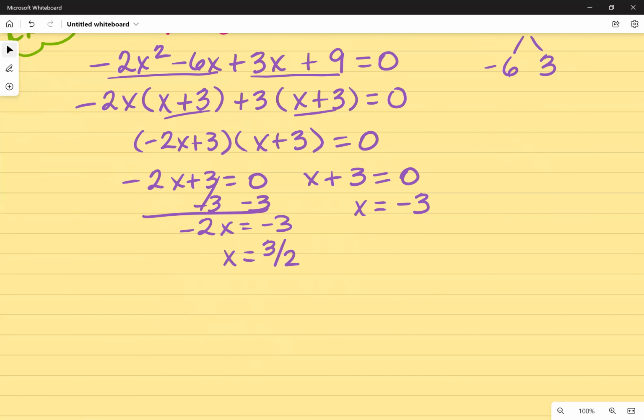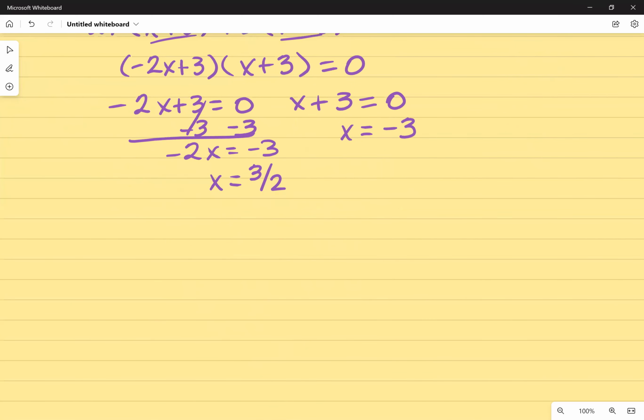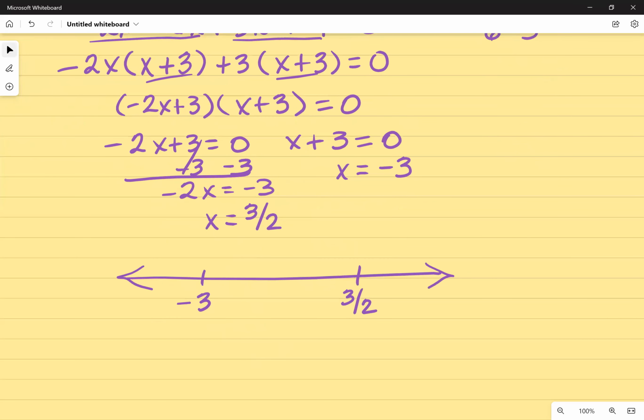When I get those two answers or solutions, I'm going to go ahead and draw out a number line so that I can graph it. I'm going from left to right, so I'm going to start off with negative 3, and then on the opposite side, I'm going to use 3/2 because that's what I said my x values are.